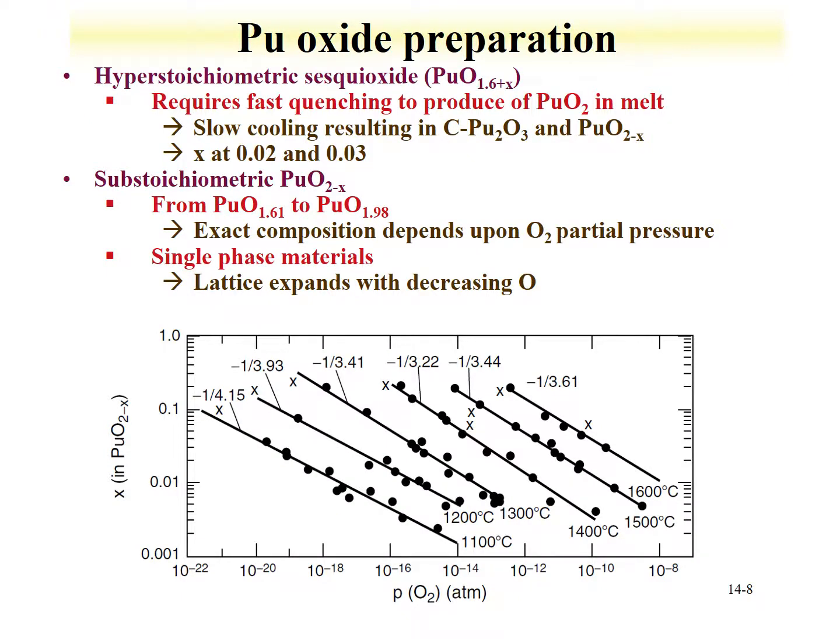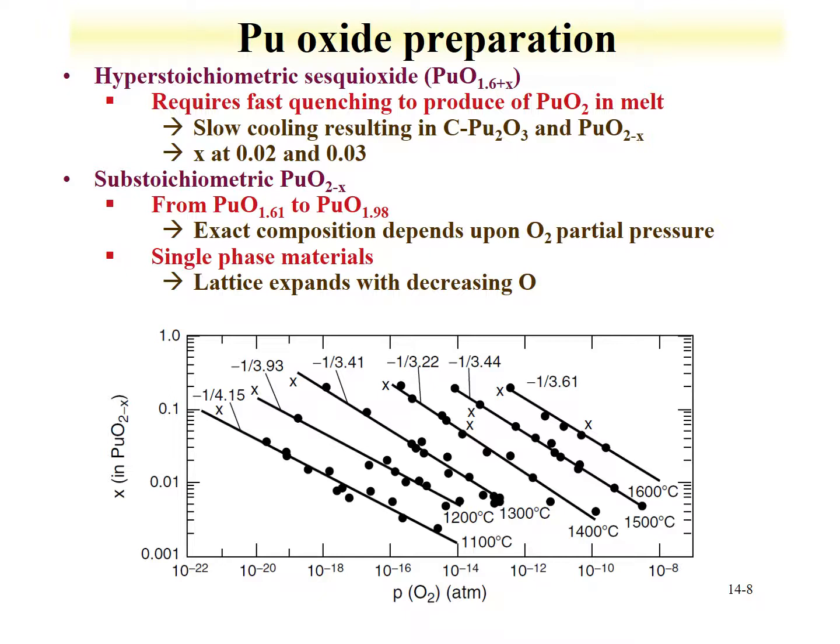Other oxides that we've already discussed are hyperstoichiometric and substoichiometric materials. So this hyperstoichiometric sesquioxide, PuO1.5+X, can be formed. These are related to the transition between plutonium-3 and plutonium-4. And substoichiometric, where we have PuO2-X, where we can have Pu go from 1.5 to a little under 2. Again, like uranium, you can tune what that X is.